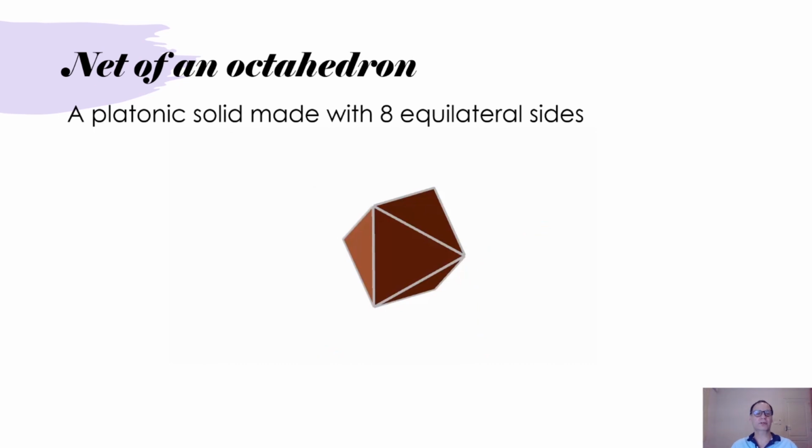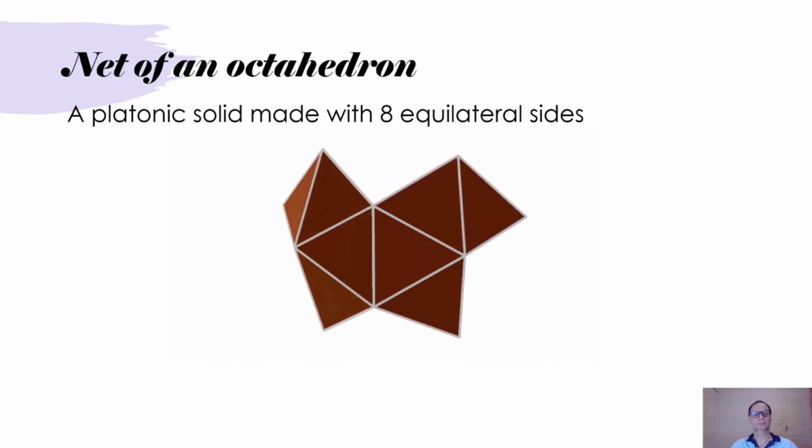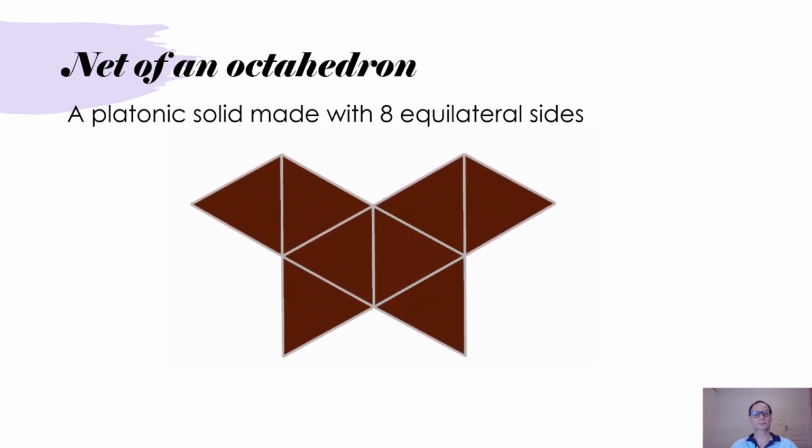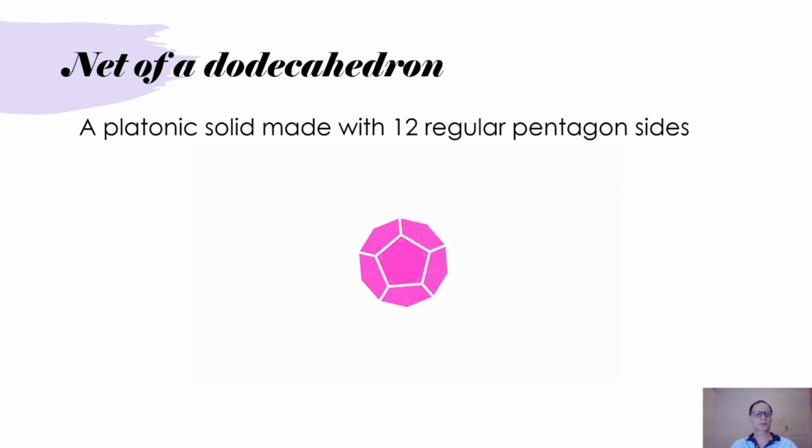This is the net of an octahedron. It's a Platonic solid made with 8 equilateral sides. That's one kind of net, but for octahedrons, there are actually many kinds of nets, as you will find out. This is the net of a dodecahedron. It has 12 regular pentagon sides.